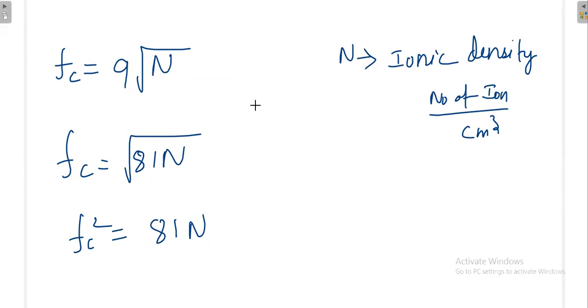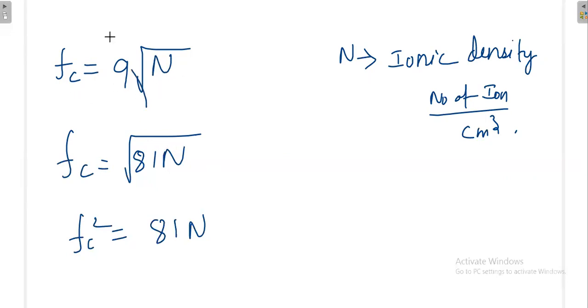Somebody please try to prove that per centimeter cube is giving you the frequency. Once you substitute the units here, you will get some unit. Finally you are getting fc, which is related to the square root of n. You know what the unit of n is, and then you try to prove that the unit on the left hand side and right hand side is the same.